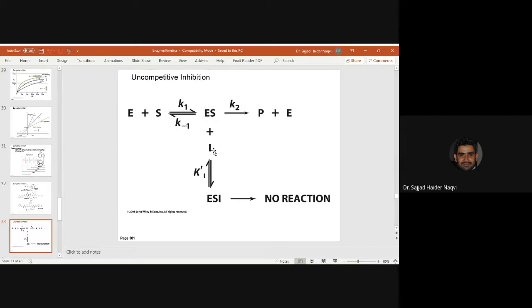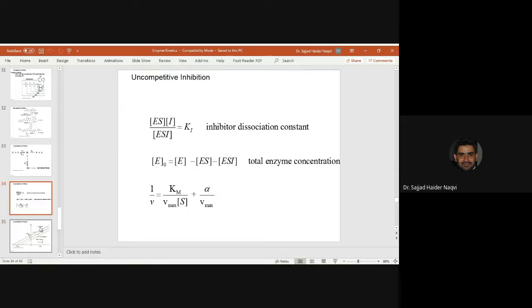Its binding is separate from the binding of the substrate, and that's what uncompetitive inhibition is. So in this case of uncompetitive inhibition, the enzyme substrate complex multiplied by inhibitor concentration divided by the enzyme substrate inhibitor complex will be equivalent to Ki, which is the inhibitor dissociation constant for this kind of reaction. And the total enzyme concentration will be enzyme minus enzyme substrate complex minus enzyme substrate inhibitor complex. And we incorporate these values in the Lineweaver-Burk plot to get this equation.